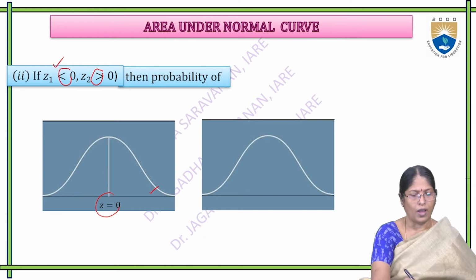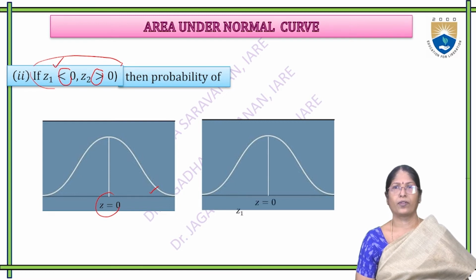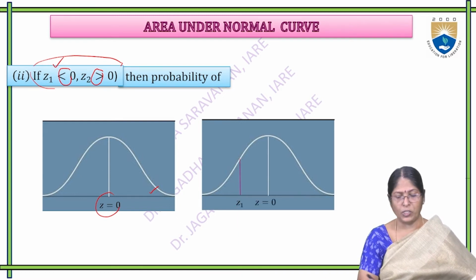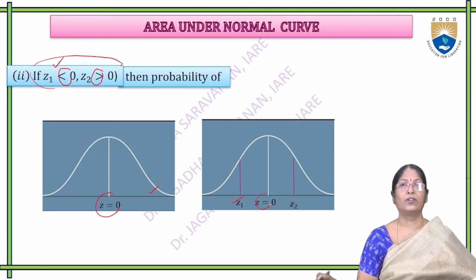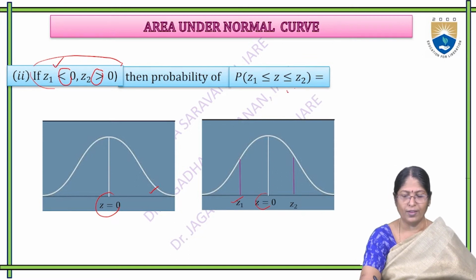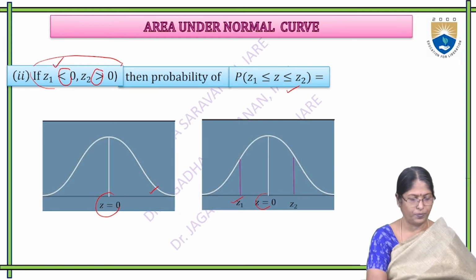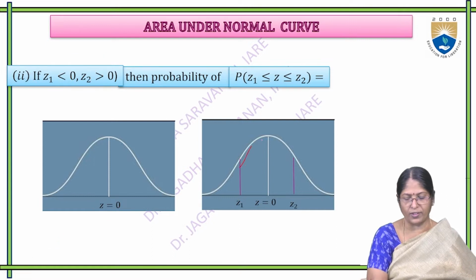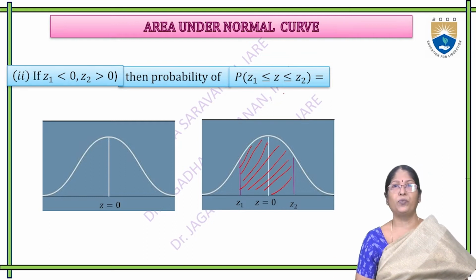Now, according to this question, we will place it in the diagram. Z1 is placed to the left of the point z, and z2 to the right of this z. It's very simple. What we are asked to do is find where z lies between z1 and z2. Here is the question. We are shading the area because z lies between z1 and z2.